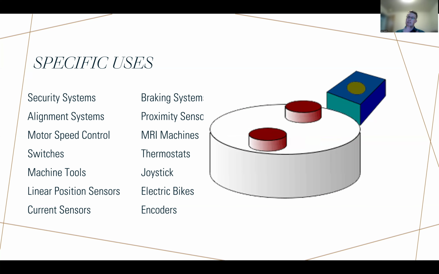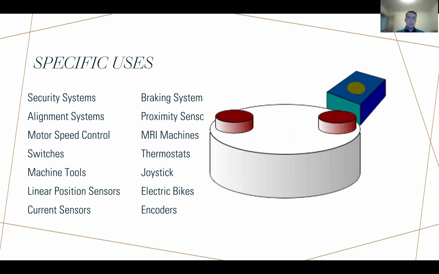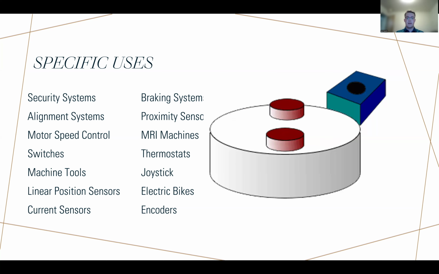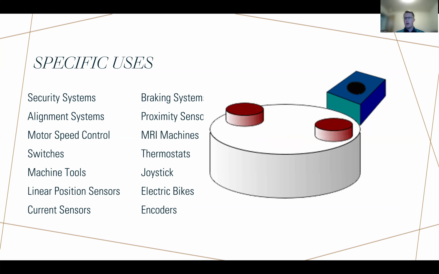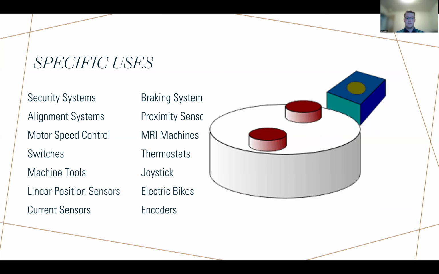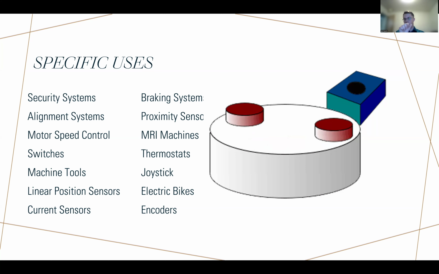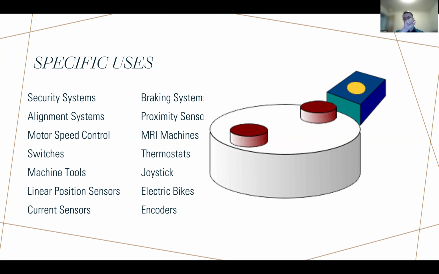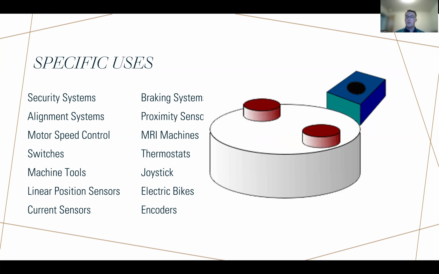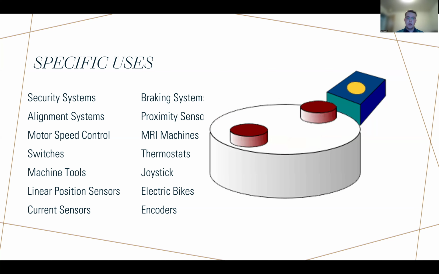Proximity sensors, you can detect how close something is based on a changing magnetic field, or if it generates its own magnetic field. These are all over MRI machines, though I couldn't find a specific application. They're used in thermostats, specifically when you're using a rotary knob, where you move a magnet relative to one. Joysticks, a lot of modern joysticks use Hall effect sensors.